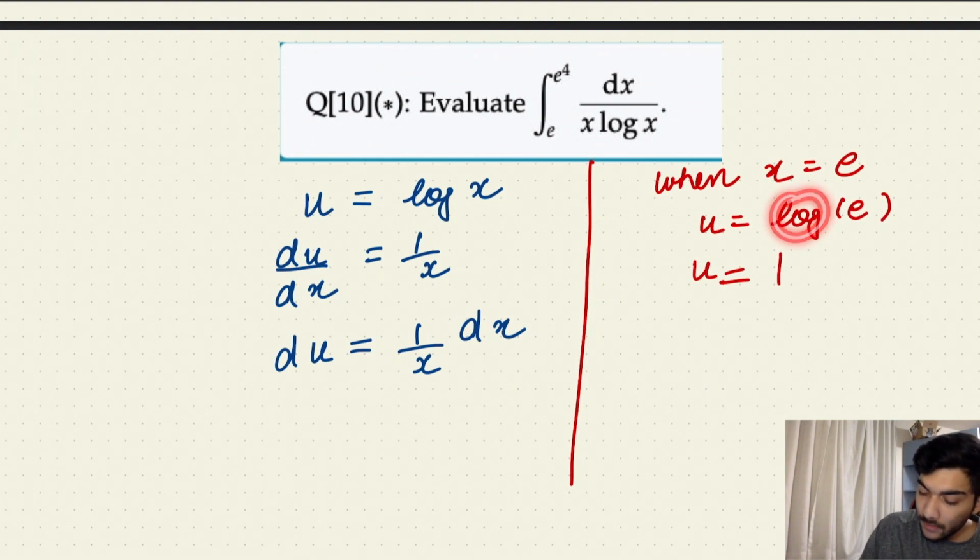Remember, this log is the natural log to the base e. Whenever we consider this log expression, it's always the natural log. So we have, when x is equal to e, our u is equal to 1, which would be our lower endpoint.